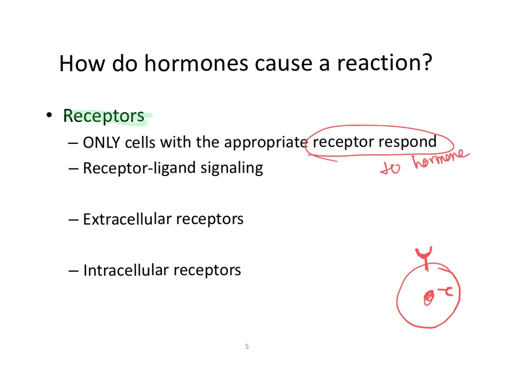If a cell is going to respond to insulin, it must have the insulin receptor. If it's going to respond to estrogen, it's got to have the estrogen receptor. If it's going to respond to glucocorticoids, it's got to have a glucocorticoid receptor. So we have specific receptors for each kind of hormone.